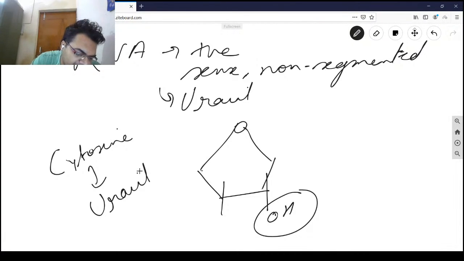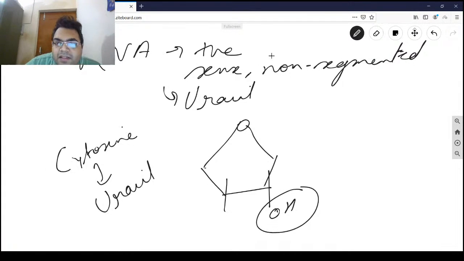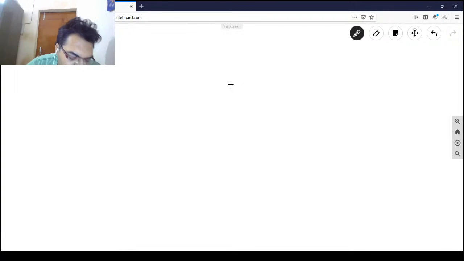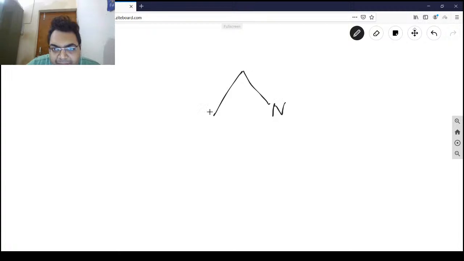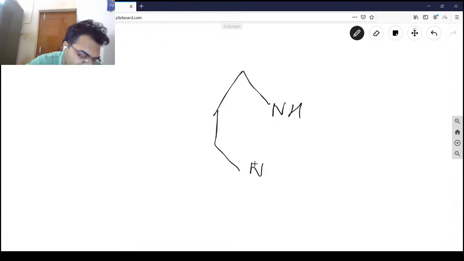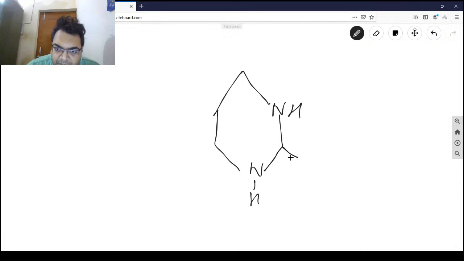Okay, so I'll draw the structure for you. Let me draw it. First of all, let's draw the structure of uracil and show you how and why it mutates. Okay, this is N, H, N, H, double bond O, double bond O. This is nothing but uracil.